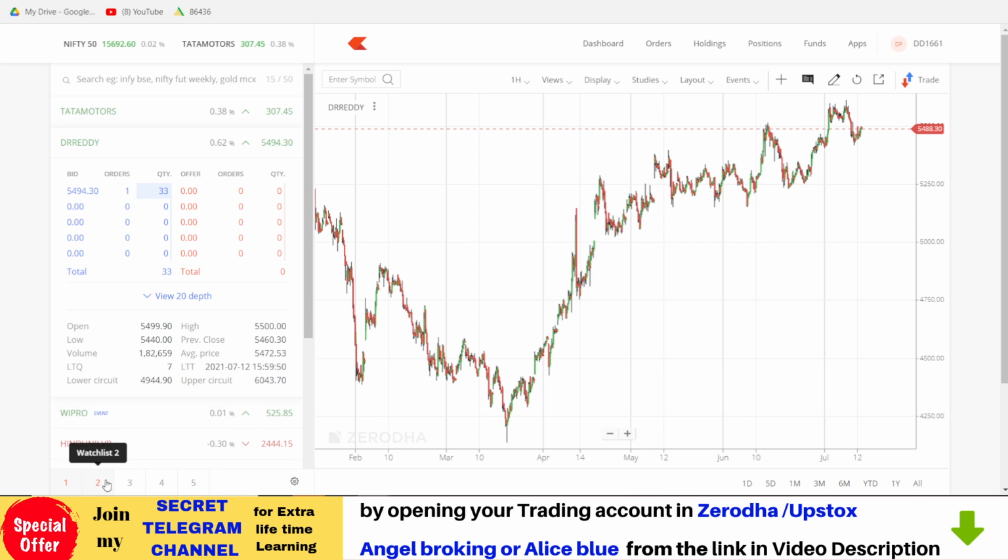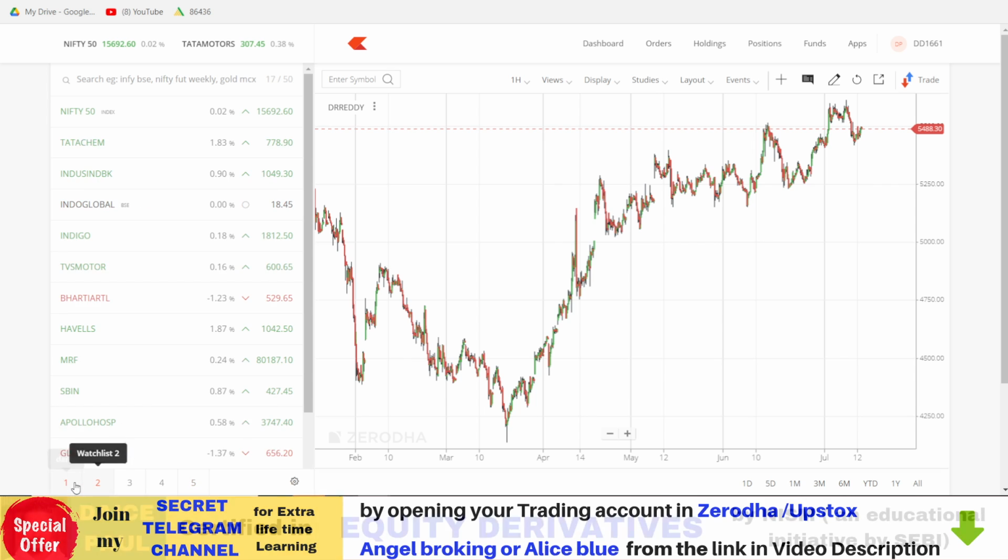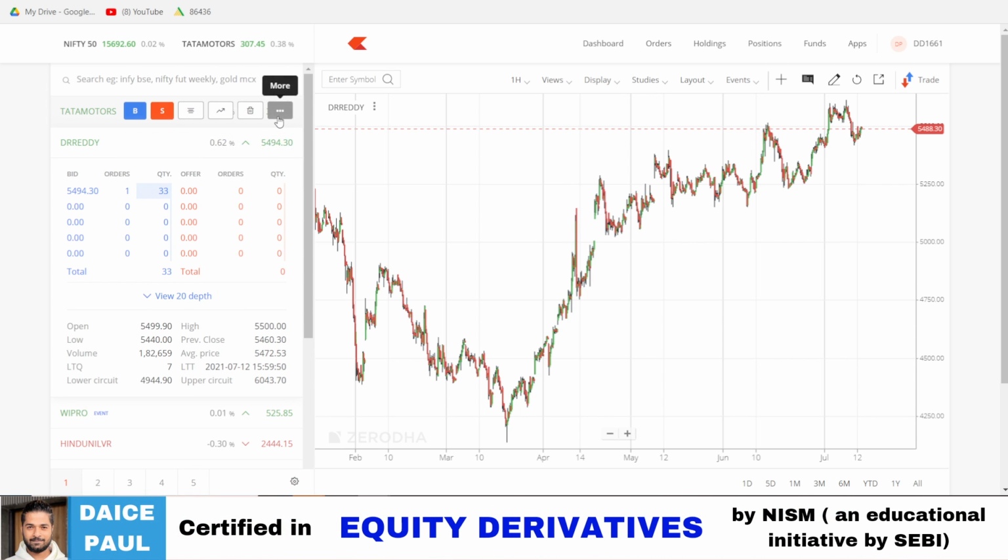You see here, I have watch list 1, 2, 3. You can segregate your stocks. Okay. So once you click that, it will change to that value, Tata Motors. You can track it directly upside. You don't need to go and check it always.